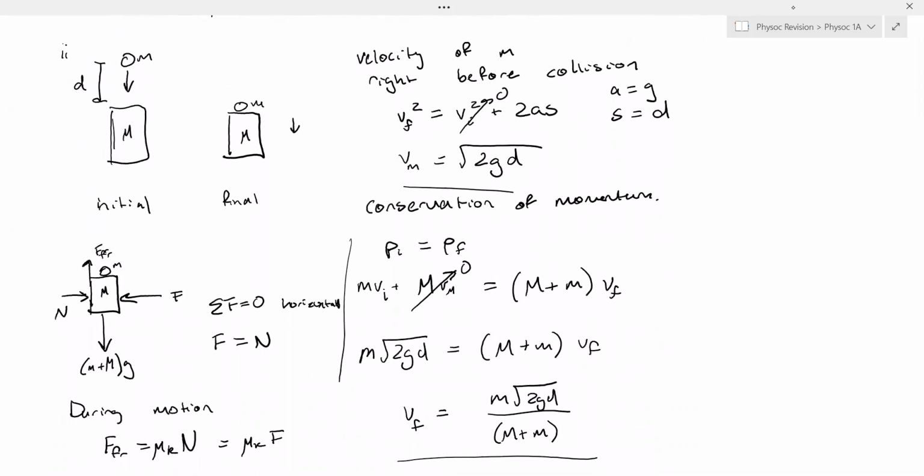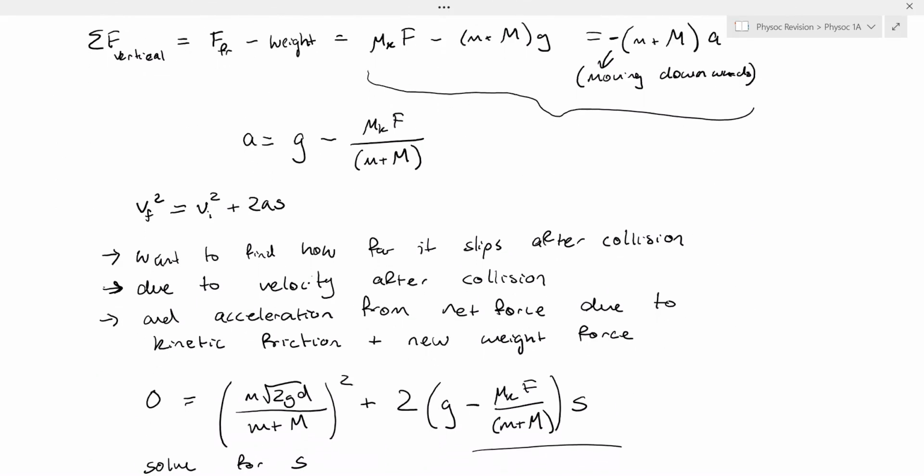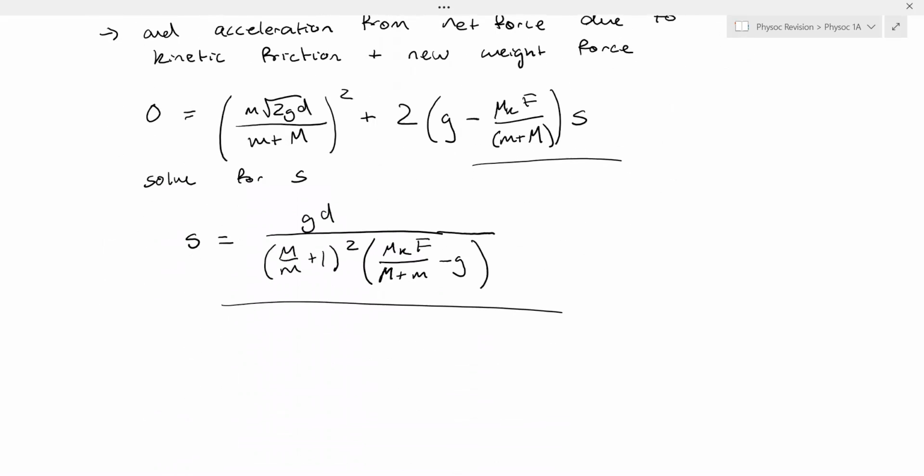And then part 2, the first bit of that, just trying to find that velocity as a result of the collision and conservation of momentum. And then the next bit, using our forces again to figure out our acceleration. And then just using that velocity and the acceleration to finally get our value for s. Alrighty.